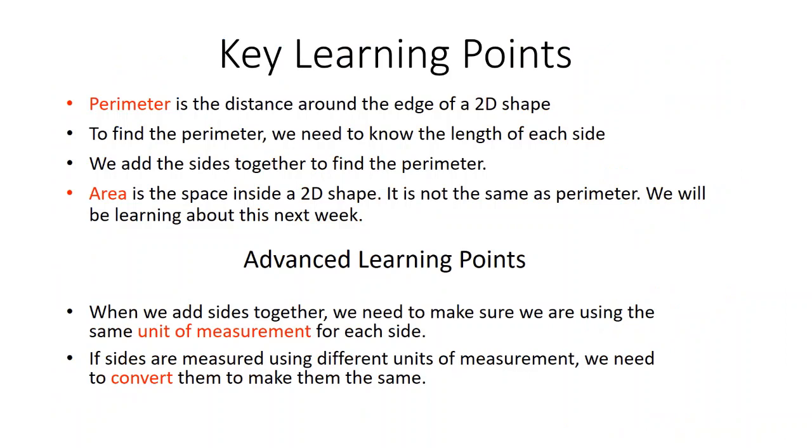Perimeter is a special name given to the distance around the edge of a 2D shape, and to find the perimeter, we need to know the length of each side. If we know the length of each side, we can just add the sides together to find the perimeter.